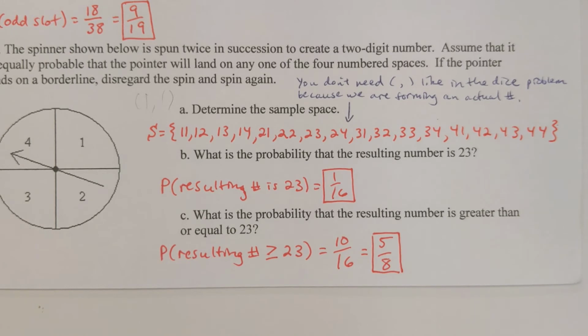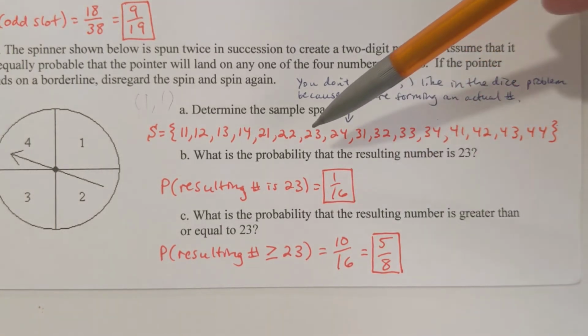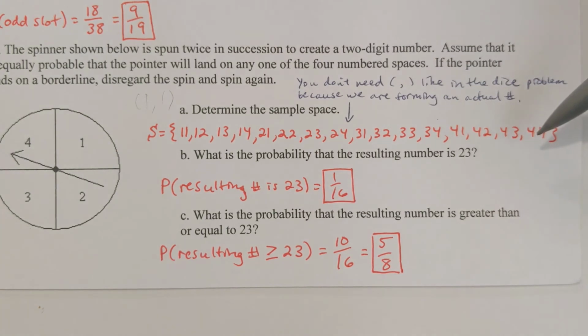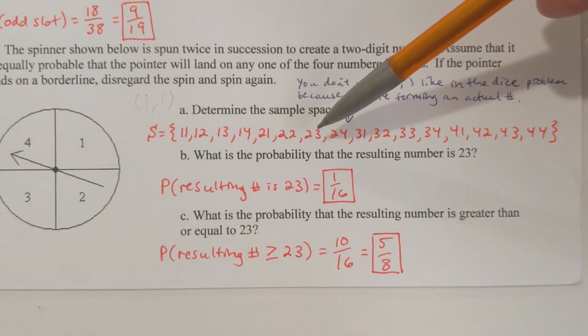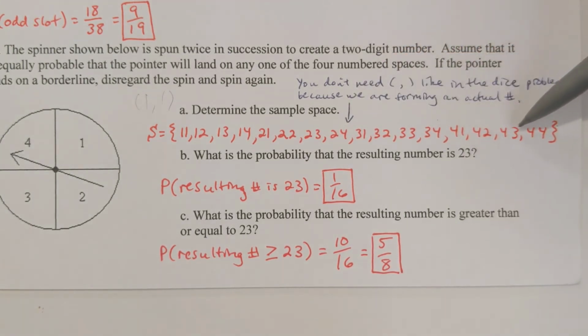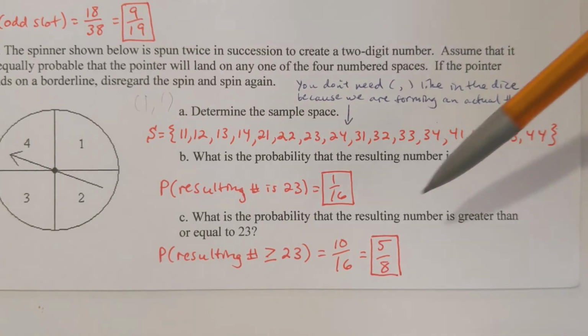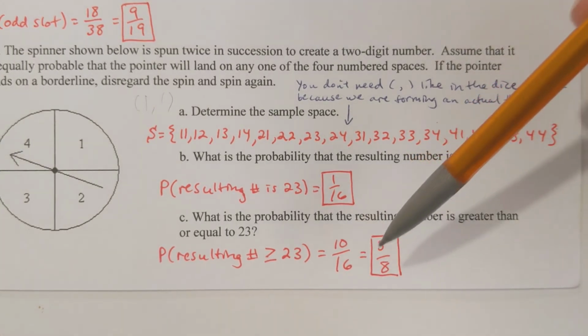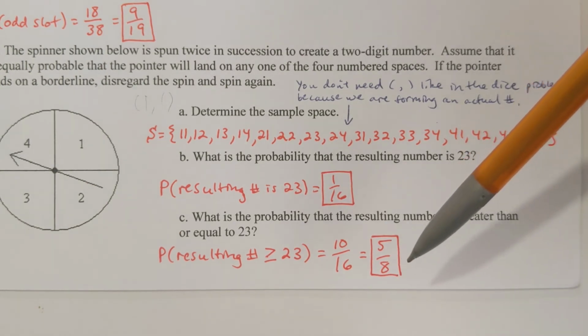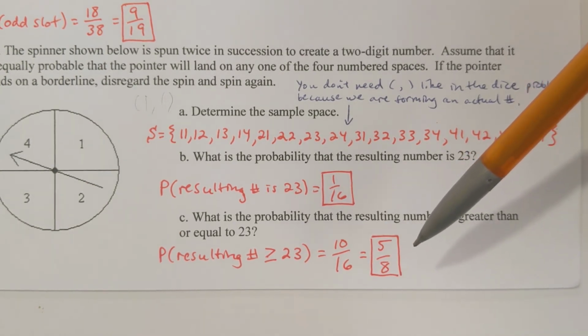Part C, what is the probability that the resulting number is greater than or equal to 23? Okay, so I'd look at how many of these 16 numbers I have listed are greater than or equal to 23. So here's 1, 2, 3, 4, 5, 6, 7, 8, 9, 10 are greater than or equal to 23. So 10 over 16, that's going to reduce to 5/8. And so 5/8 would be my answer.